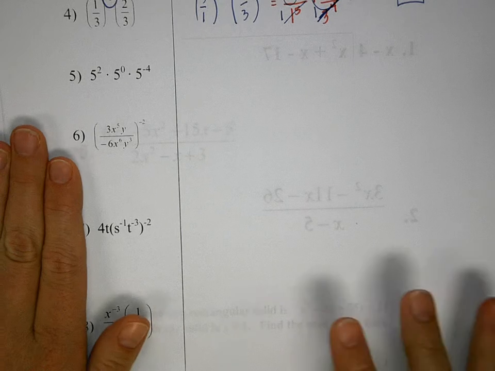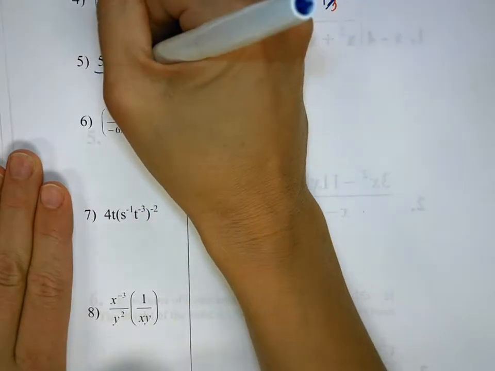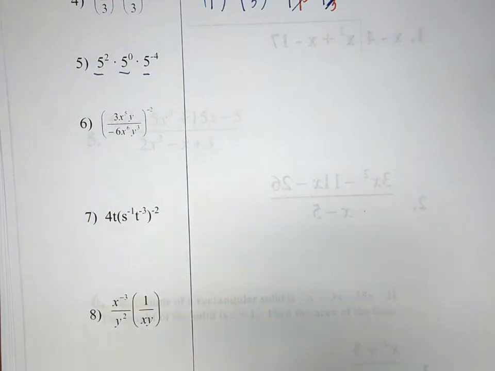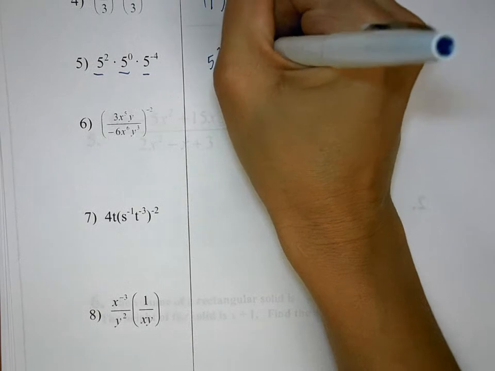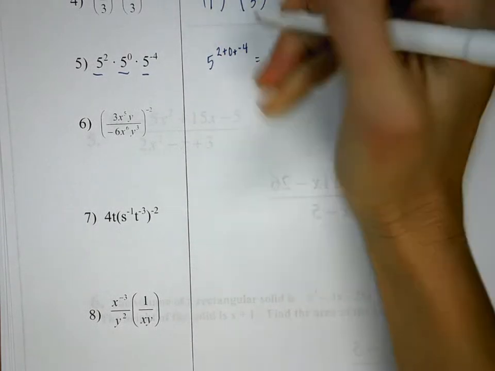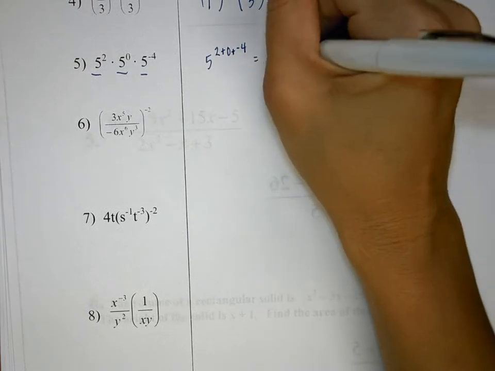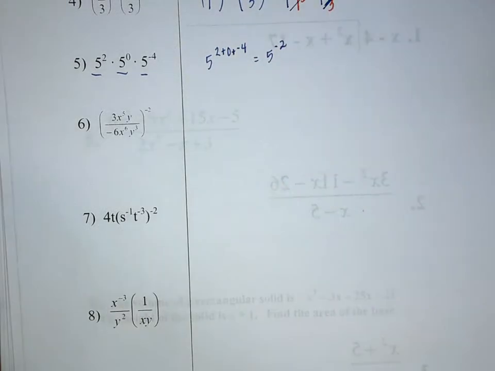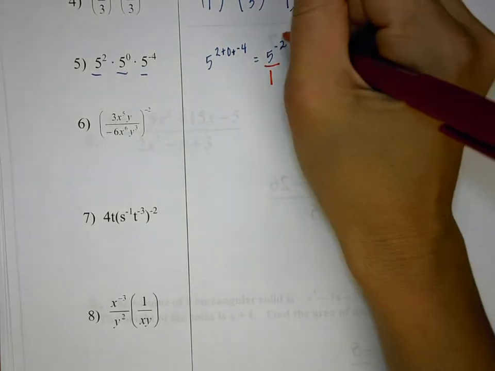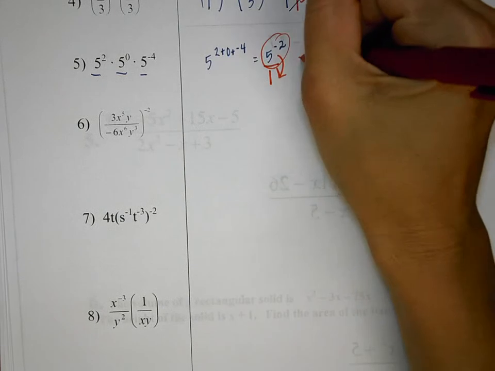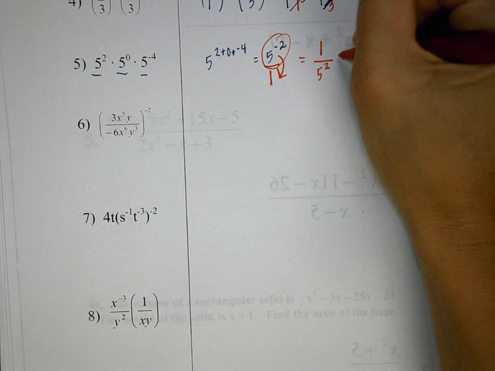All right, example 5. Notice that all of these are multiplying and they each have the same base of 5, which means we can add the exponents. If we go through and add them, I'd have 5 to the 2 plus 0 plus negative 4. When you add those, 2 plus 0 is 2, and 2 plus a negative 4 makes a negative 2. We are not allowed to have a negative exponent though, so we have to put that over 1. And we take this, switch it to the other side, and I have 5 to the 2nd on the bottom. If nothing is on the top, it is actually a 1.